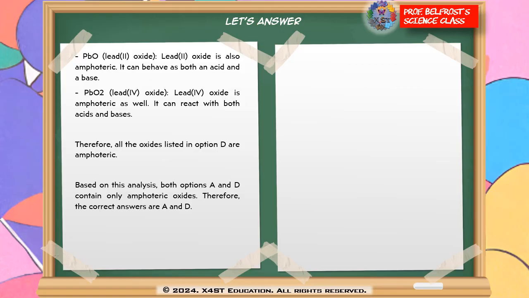So based on the analysis that I've given before, we can determine that the correct options are A and D. These two are the options that contain all amphoteric oxides.